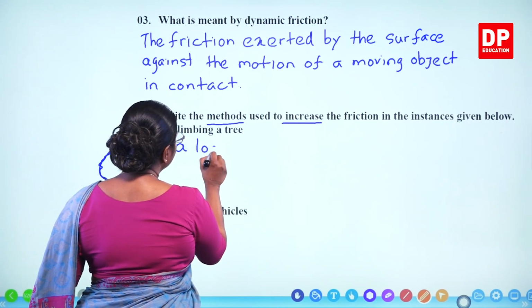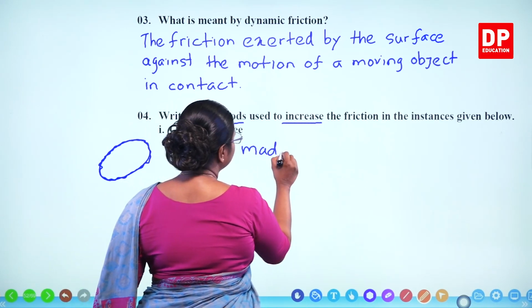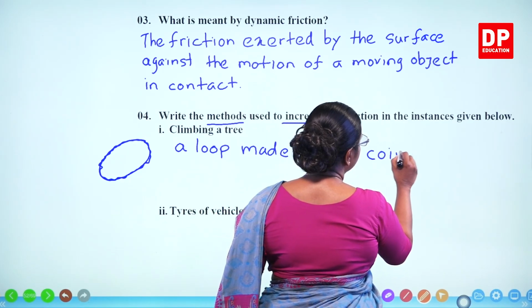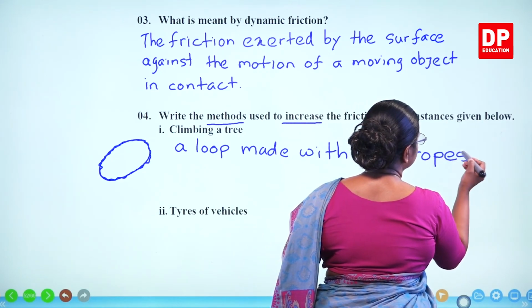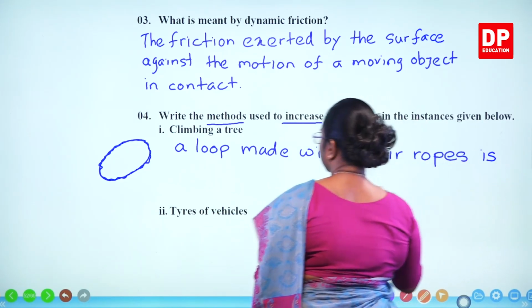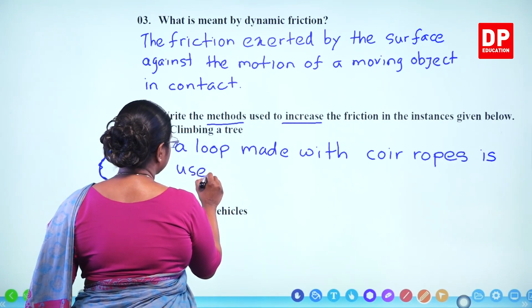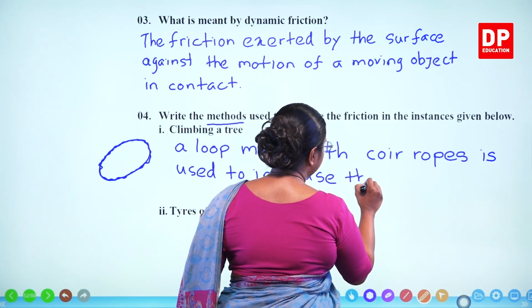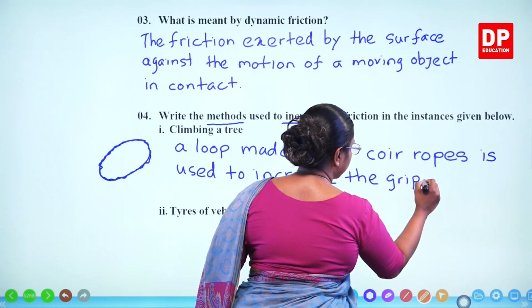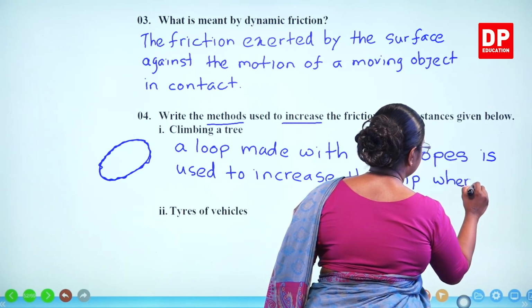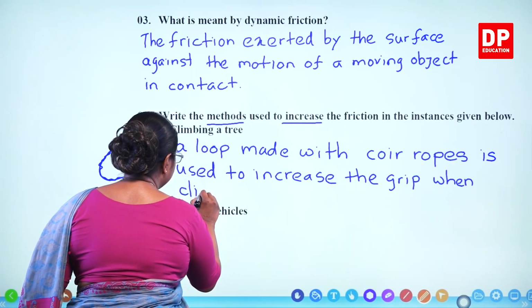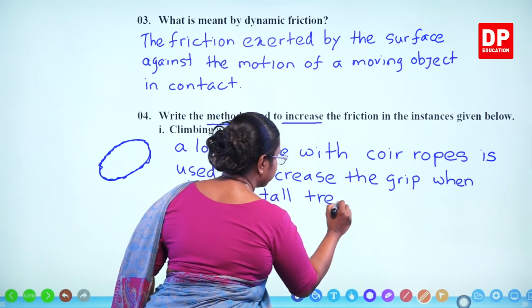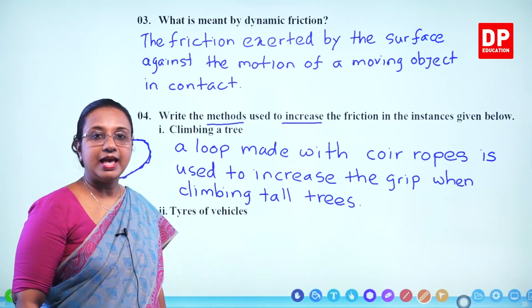A loop made with coir ropes is used to increase the grip when climbing tall trees. So this is an instance.